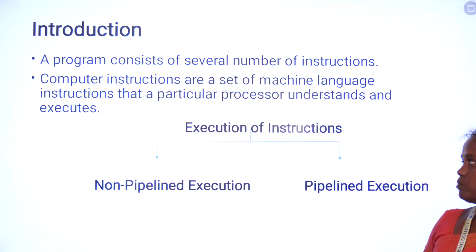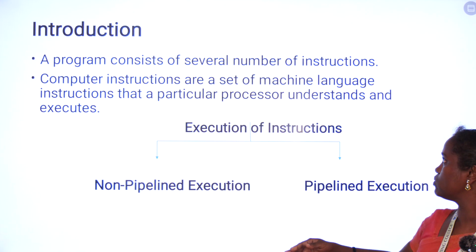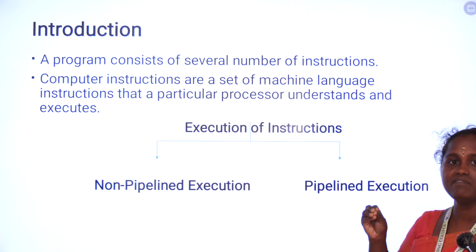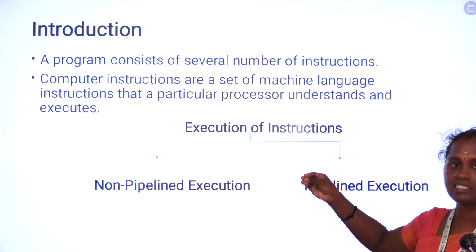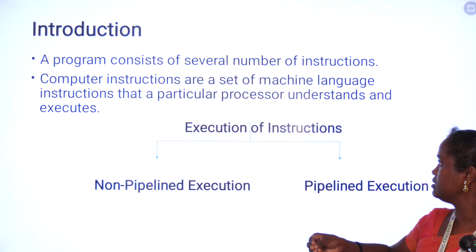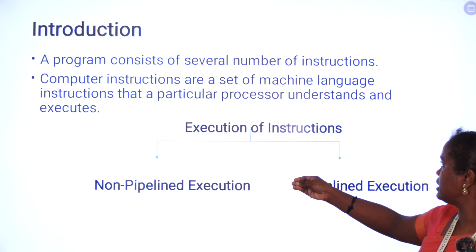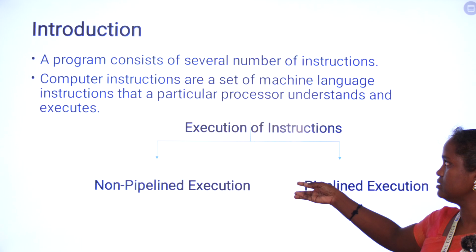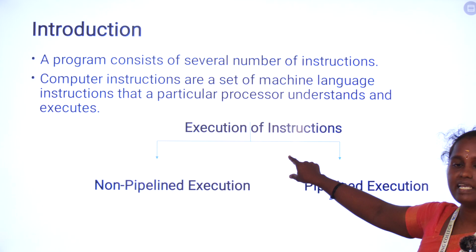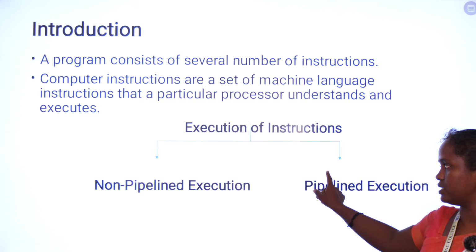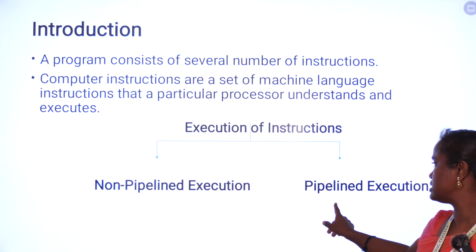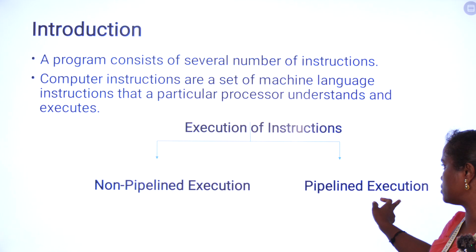Before moving to the topic, first of all we should know what an instruction is. Each and every program will have a number of instructions. Instruction is a basic thing. With the help of instructions only, the processor will understand and execute the program. This execution can happen in two ways: the first is non-pipelined execution and the second is pipelined execution.